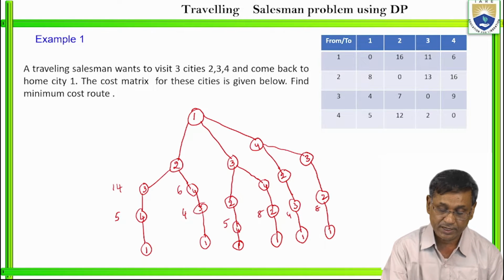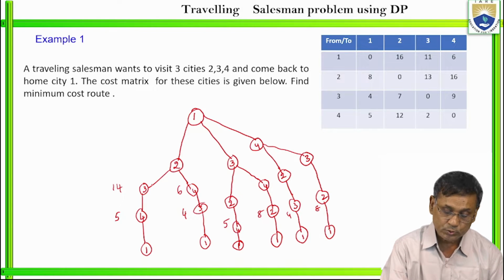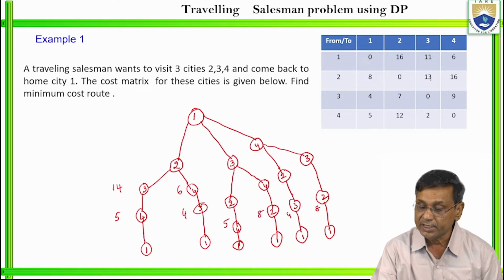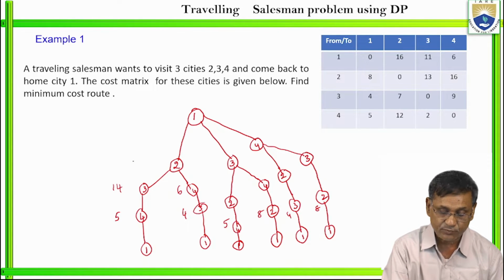Now suppose the salesman goes from 2 to 3 and then 3 to 4 and then 4 to 1. In that case, what is the distance here? 2 to 3 is 13. 13 plus 14 is 27.